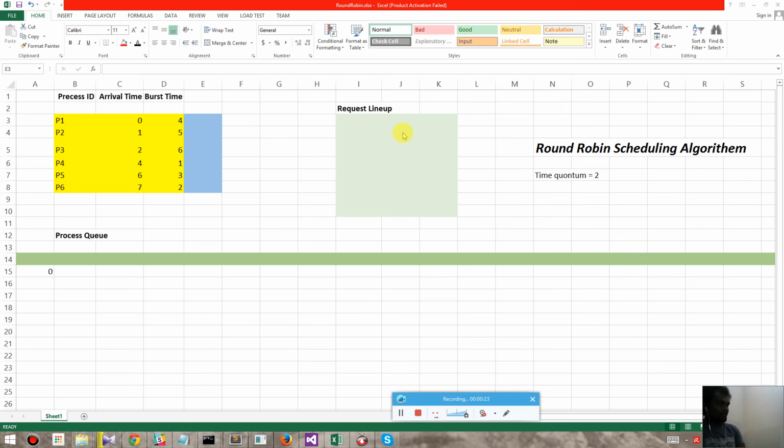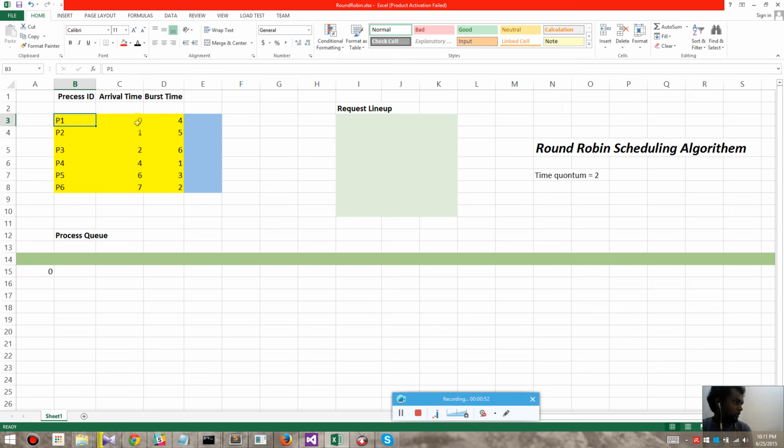In the request lineup section, I will show you how each of these processes will be queued, and in the process queue you can see the timeline of how these processes will be executed. I have marked time 0 here. Okay, let's get started. First, consider process P1.